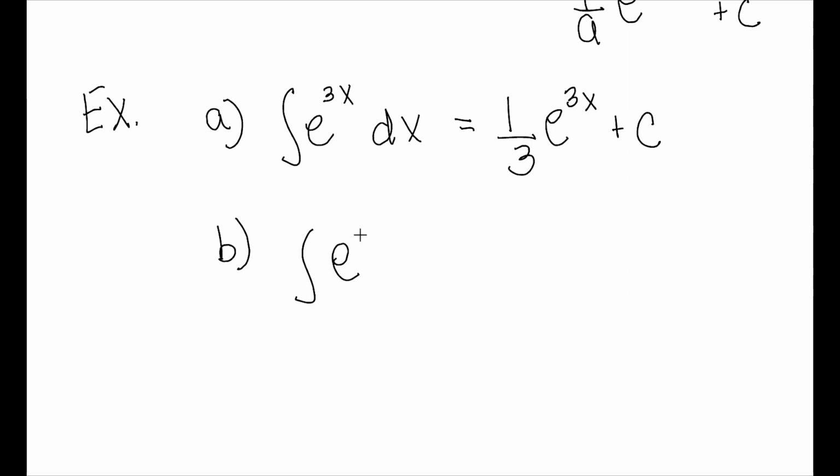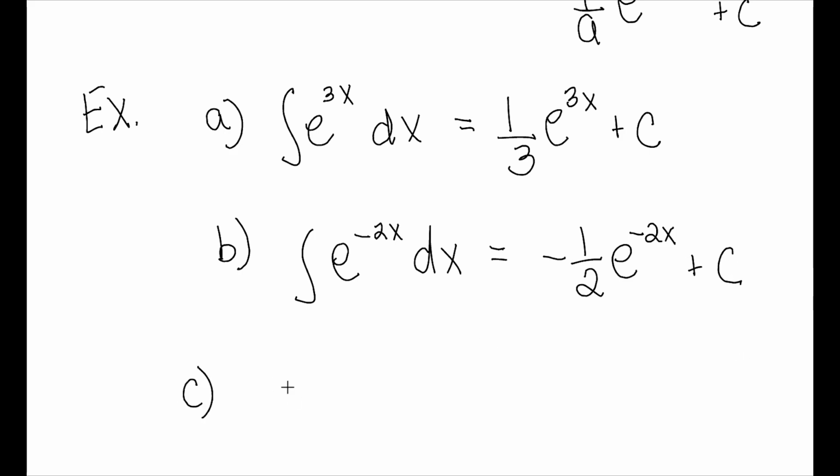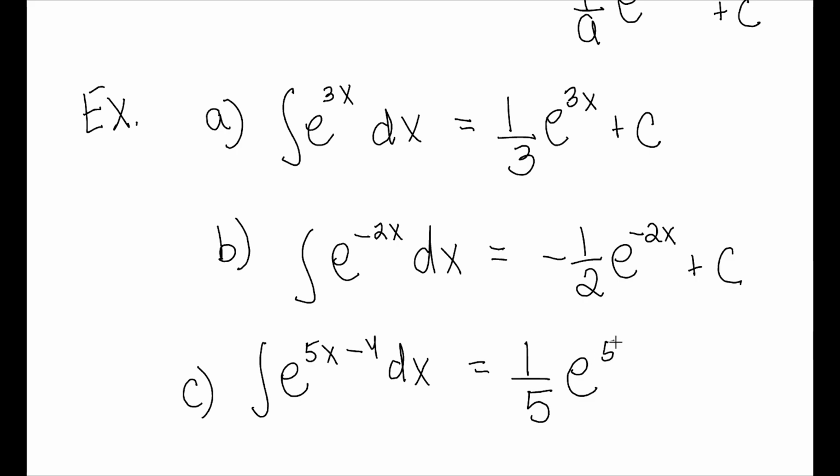What about e to the negative 2x? It's the same process, but we're dividing by negative 2, which is the same thing as multiplying by 1/2. E, leave the exponent alone, add your c at the end. E to the 5x minus 4, divide by 5, leave your exponent alone, and add a c.